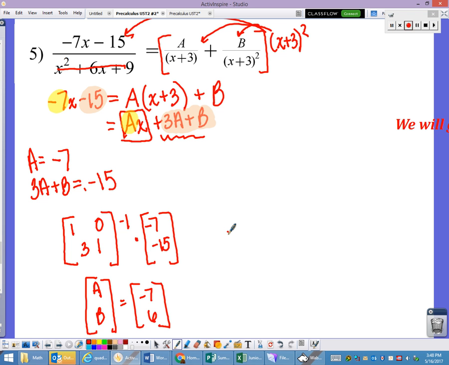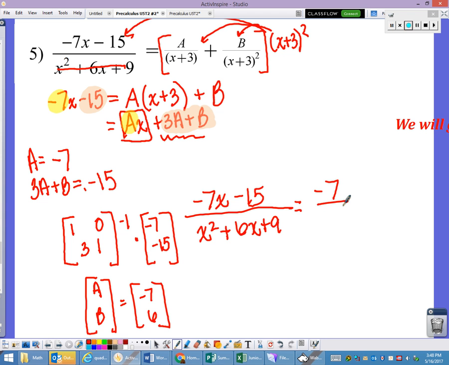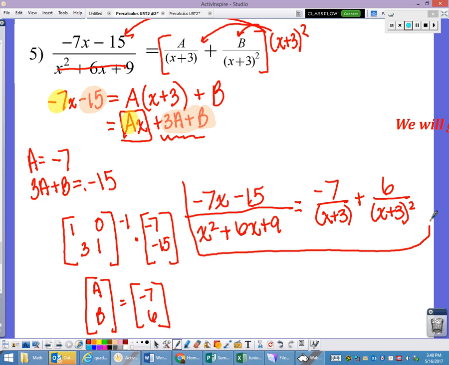So my final answer is that the fraction negative 7x minus 15 over x squared plus 6x plus 9 is the same thing as negative 7 over x plus 3 plus 6 over x plus 3 squared. And this is your answer. Again, it's using those matrix equations.